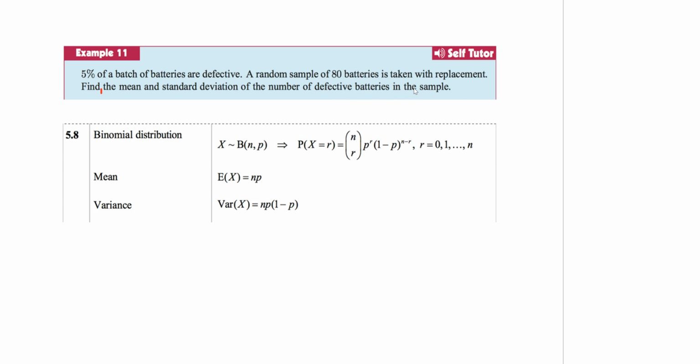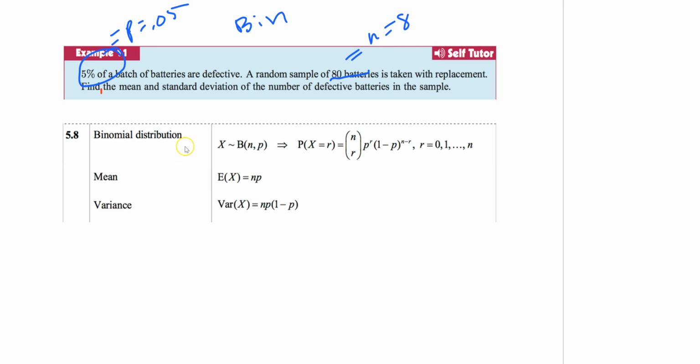So again, for me, they're talking about 5%, they're talking about a total sample. I see this and I automatically go binomial. This is a binomial question. They give me some percentage, they give me a random sample, it's a binomial. This is going to be my probability, which is 0.05. This is my n, 80.